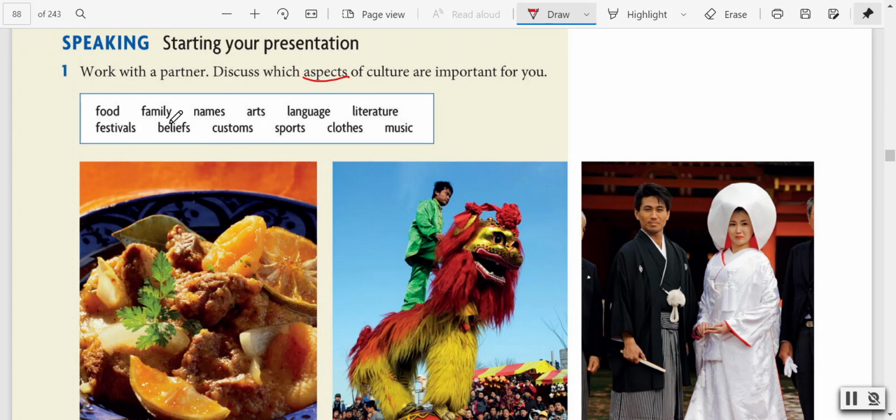Food, family, names, arts, language, literature, festivals, beliefs, customs, support, clothes, music. There are aspects of culture. We can recognize a culture by one of them or by all of them. You can see these aspects in any culture in this world.